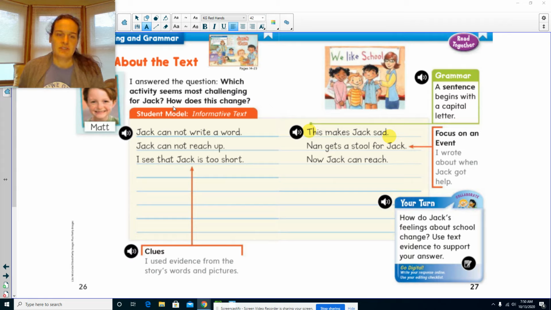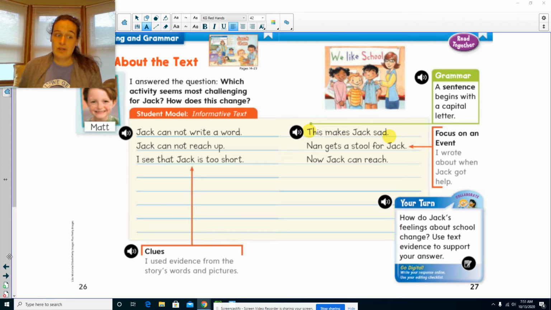Matt still needs to answer the second part of the question, how does this change? So let's keep reading to see if he answers that. This makes Jack sad. Nan gets a stool for Jack. Now Jack can reach. So Matt does address how this changes for Jack. And it's because Nan goes and helps him out. I also want to point out that when we write sentences, we always use a capital letter and a period. And so we can see here that Matt was using capital letters and periods in his sentences.